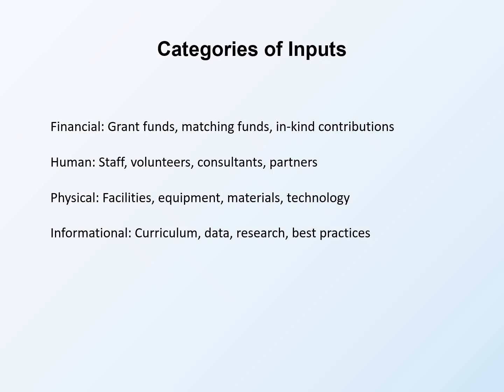Physical inputs include facilities where the program operates and serves participants, equipment used in service delivery, materials consumed or distributed during program activities, and technology enabling program functions and data management. Informational inputs are often overlooked but critically important for program quality. Curriculum or program models you will use to guide implementation, data informing your approach and targeting, research supporting your methods and demonstrating evidence, and best practices guiding implementation quality are all essential inputs that strengthen your program design.